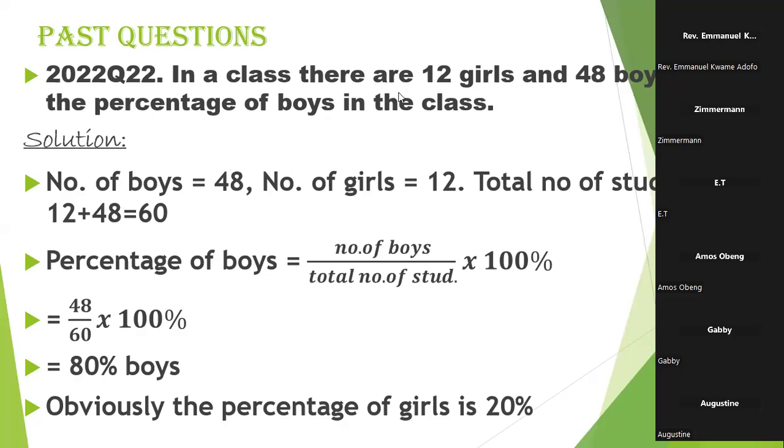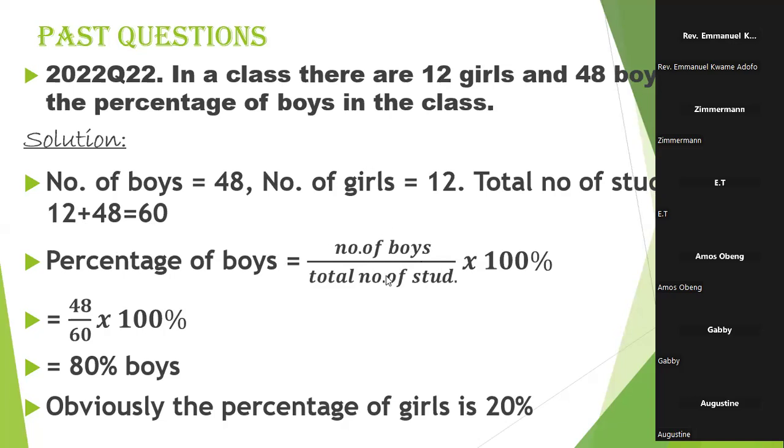So the first thing we have to do here, the boys and girls here is quantity, and we need to know the total quantity. If the question is saying that we have 12 girls and 48 boys, then you have to know the total number of people in that particular class. So number of boys equals 48, and the number of girls is 12. So the total number of students will be 12 plus 48, which is equal to 60. So to get the percentage of boys there, we express the number of boys out of the total number of students.